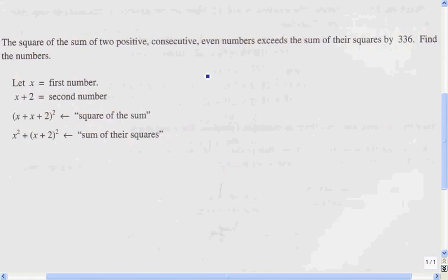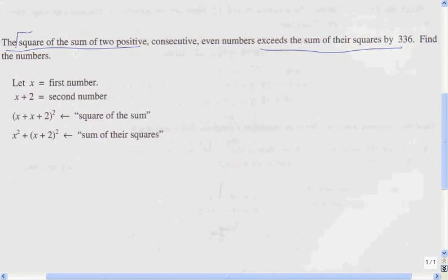The square of the sum of two positive consecutive even numbers exceeds the sum of their squares by 336. Meaning that this equals this. Okay? So the square of the sum of two positive consecutive even numbers.